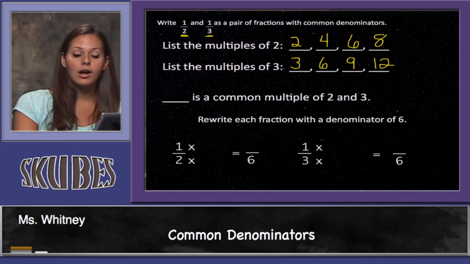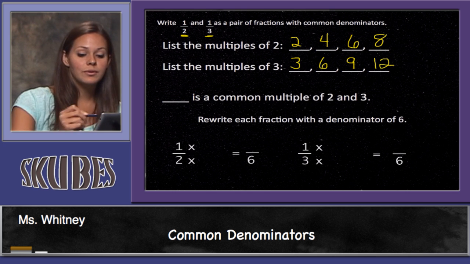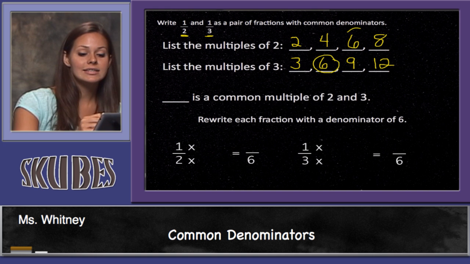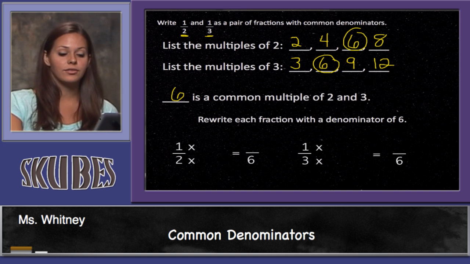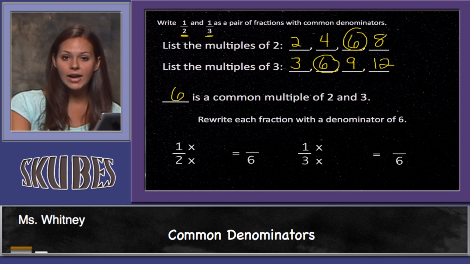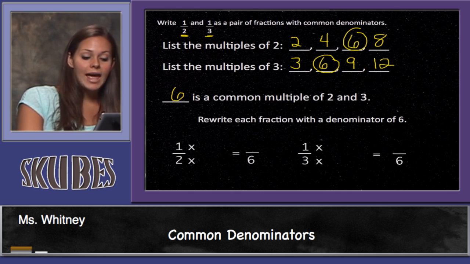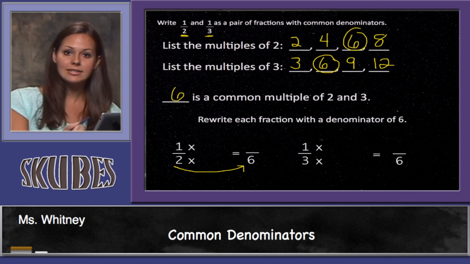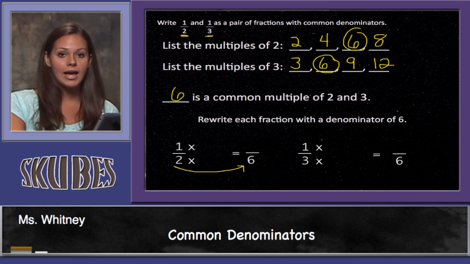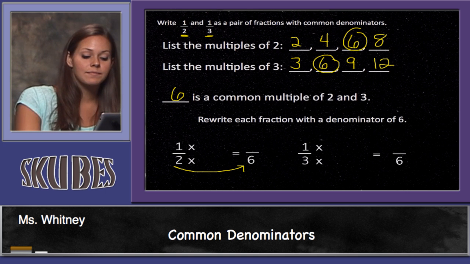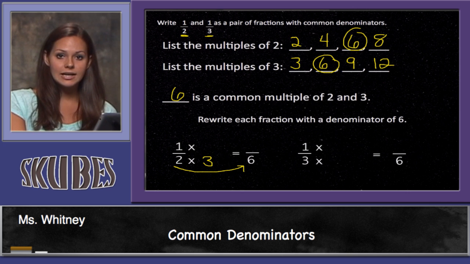Now I'm going to look for a common multiple of 2 and 3. I can see that 6 is a common multiple of 2 and 3. So I'm going to rewrite each fraction with the denominator of 6. So 1/2, I have to look at my 2 and ask myself, how can I make that 6? What can I multiply 2 by in order to get 6? I know that 2 times 3 is equal to 6.